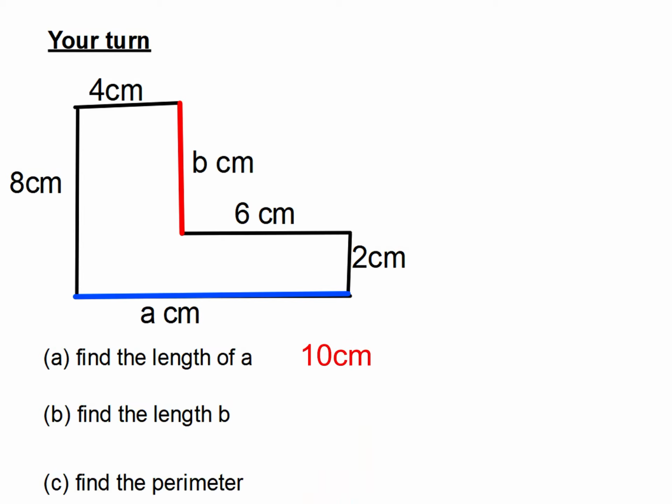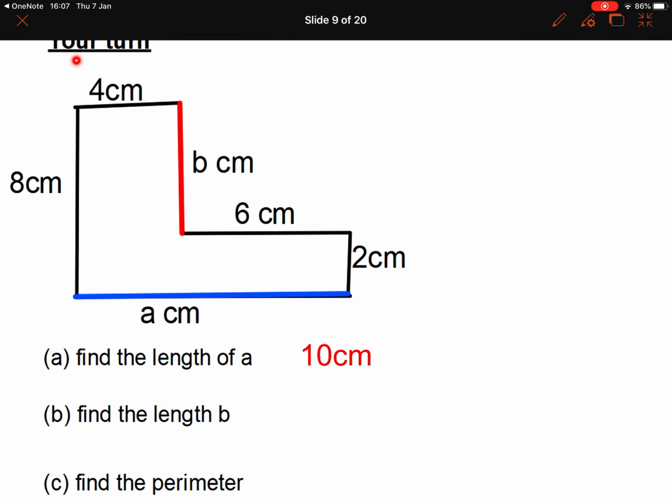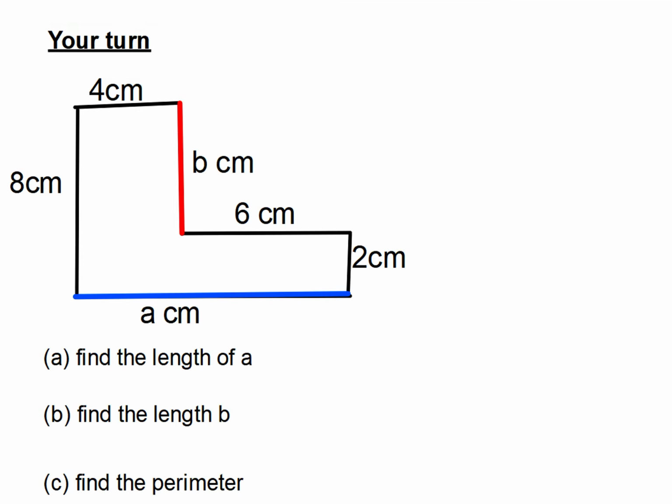So the value of A then is 10 centimeters because 4 plus 6 is 10. So you add together the 4 and the 6. Good. Length B, just remember the distance from here to here is 8, and the distance from there to there is 2. So I need to see what I need to add to 2 to get to 8. So I'm doing 8 take away 2, which will give me 6 centimeters. There we go. That's 6 centimeters. And when you add the sides round, you should get 36 centimeters. Apologies for the failures in technology there.